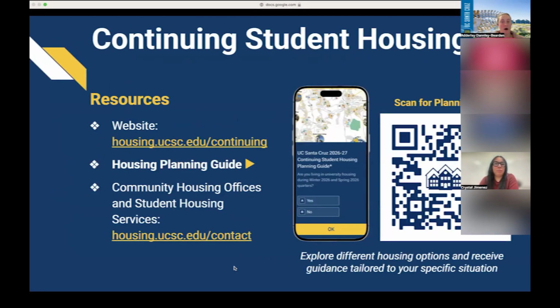This planning guide is really helpful. The continuing student housing planning guide, you can go through the different options that are available for you and your potential roommates.